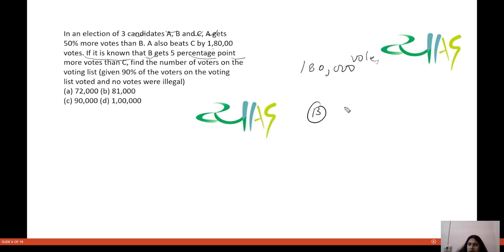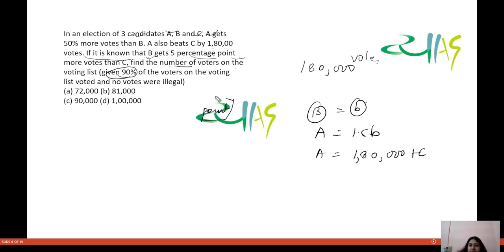So if B got, let's say, any B number of votes, A got how much? 1.5 times of B. This we can write. Now A also beats C by 1,80,000. That means A is equal to 1,80,000 plus C. If it is known that B gets 5 percentage points more votes than C.